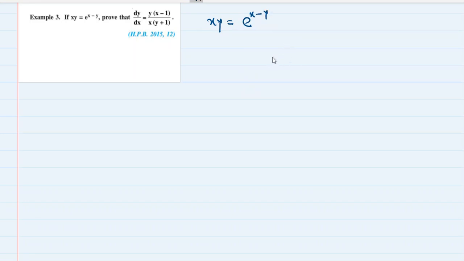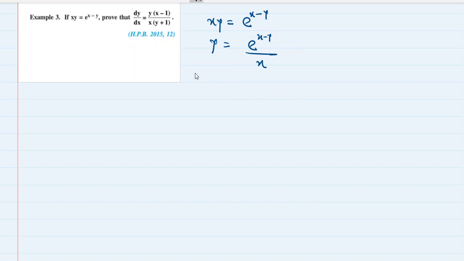If you want to find the value of dy by dx, either you can differentiate this equation as it is, or something is there in my mind where I feel that I should take x to the other side and then differentiate and see what value of dy by dx we get. Okay, so let me try what I want to try. I'll take y is equal to e raised to x minus y upon x.